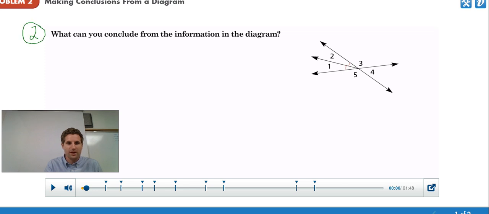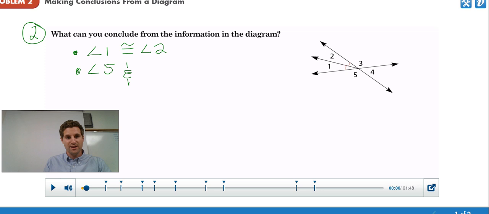Write this down. What can we conclude from the information in the diagram? Let's go through a couple things. First of all, we're just going to bullet point these. The first thing that shoots out to me is angle 1 and angle 2 are congruent. Next, angle 5 and angle 4 are a linear pair, and because they're a linear pair, they add up to 180.